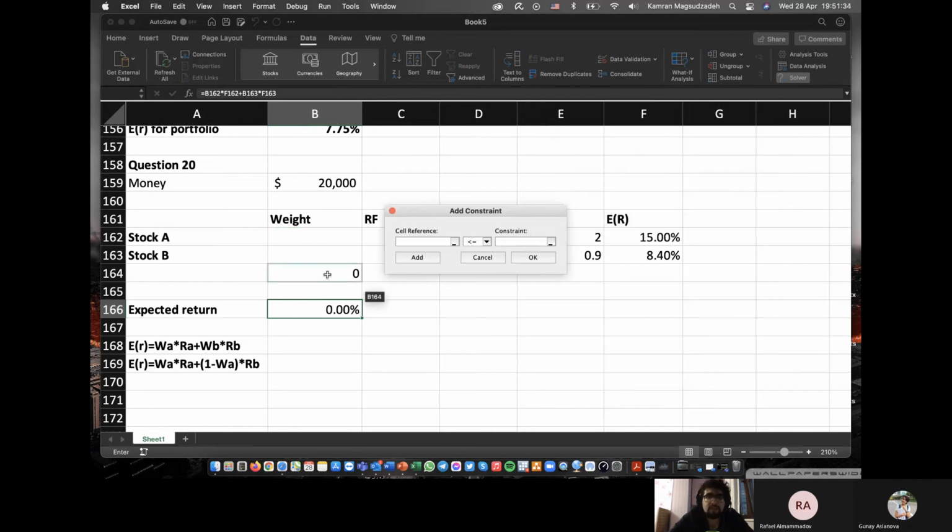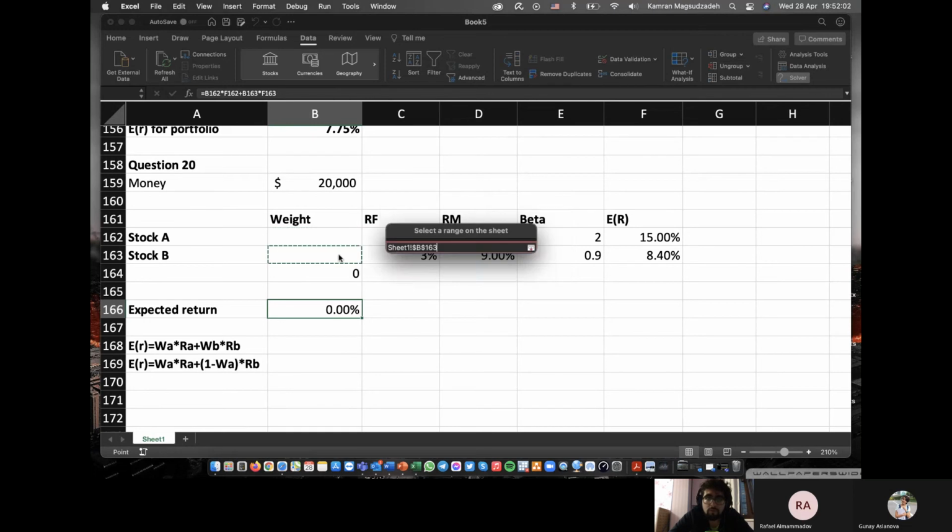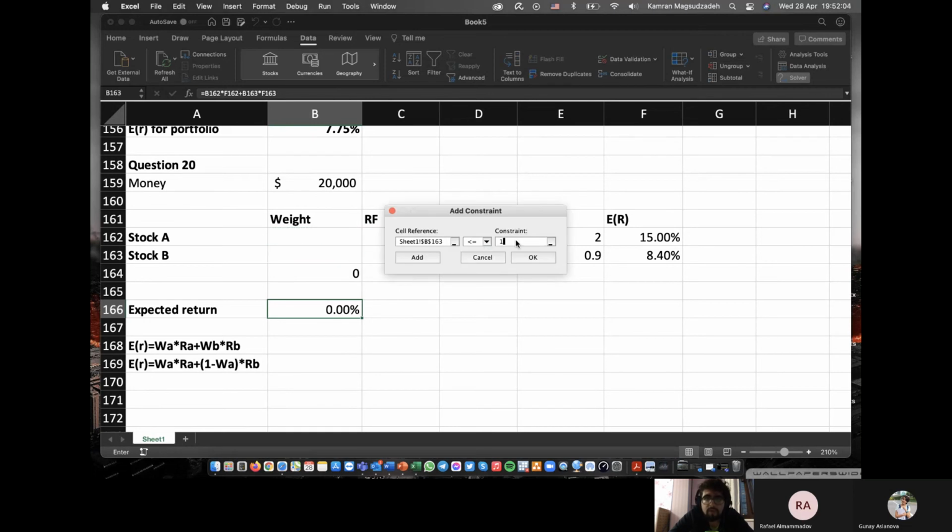Also, we should add some constraints here. One of the constraints is total weight should be equal to 1. Because Excel bəlkə başqa weightlər də verə bilər. Yəni onu biz formulaya əsasən vermişik ki, bu ikisinin cəmi budur və bu da 1-ə bərabər olmalıdır. Ona görə weightləri nizamlasın. Then stock A weight should be less than 1. Also, stock B weight should be less than 1 because we don't want to weight 1.